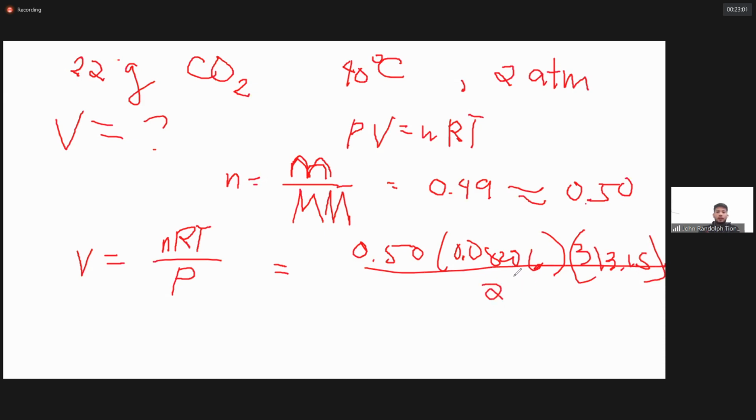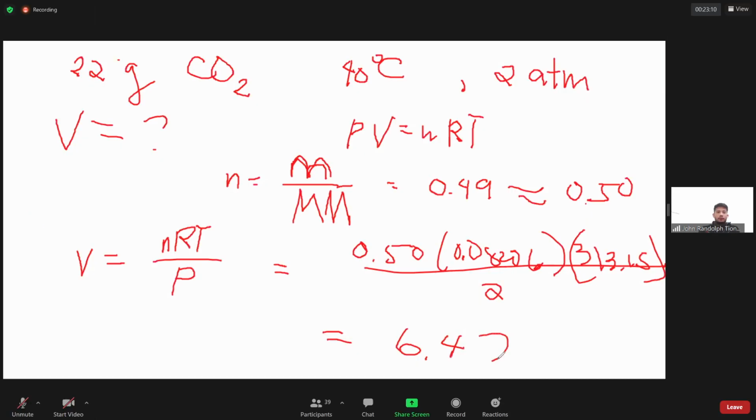So no need to convert na into other unit kasi naka-ATM na yung R natin dito. So the answer here is 6.42. Yeah, 0.08206. Ano bang ginamit mo na value? Saan galing yung 80 mo? Ba't may 80 ako? 6.42, maling type. Okay. 6.42 liters yung volume natin. Alright, that's correct.